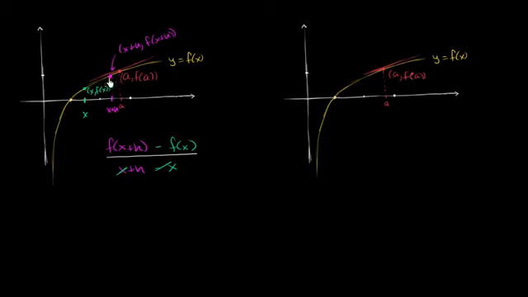And then if we want to find the slope of the tangent line at x, we would just take the limit of this expression as h approaches 0. As h approaches 0, this point moves towards x, and the slope of the secant line between these two is going to approximate the slope of the tangent line at x. And so this right over here, we would say is equal to f prime of x.